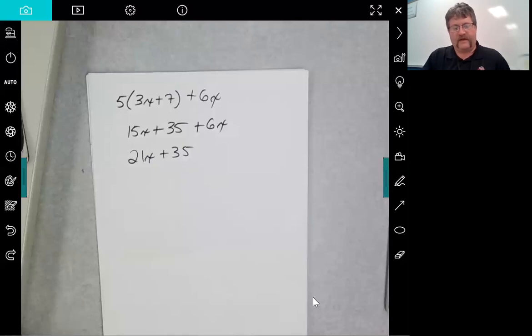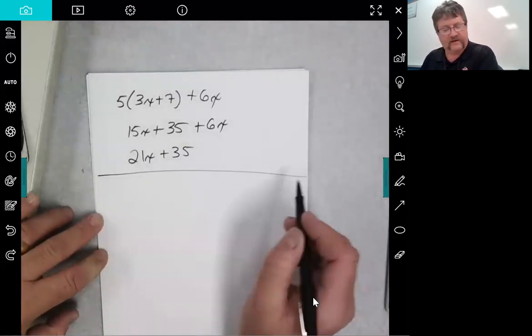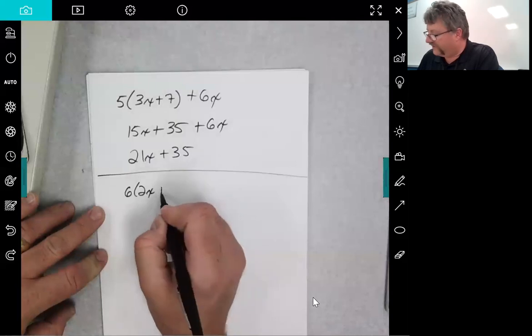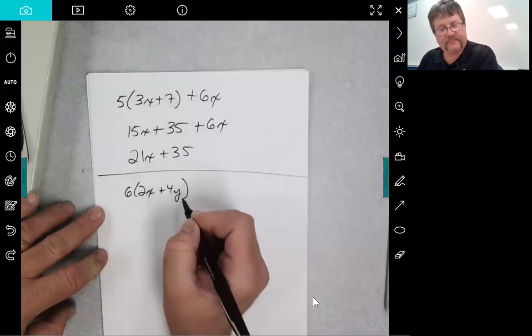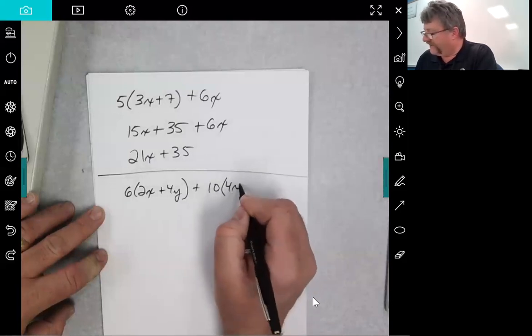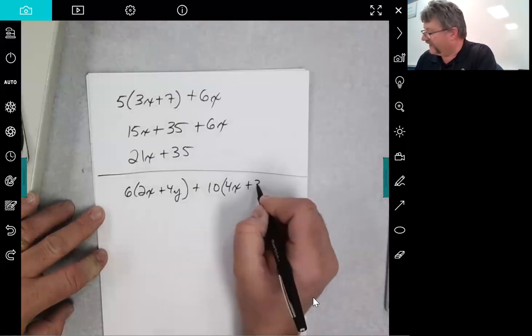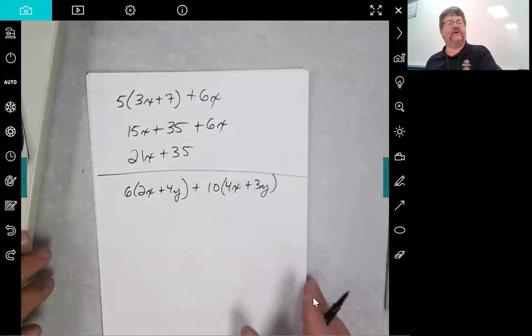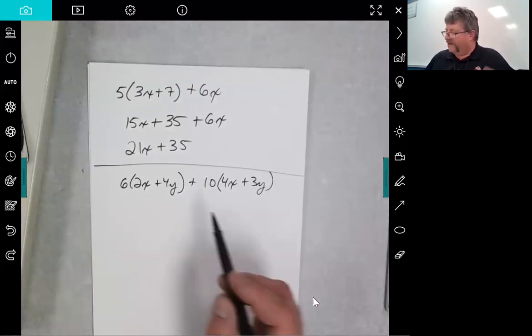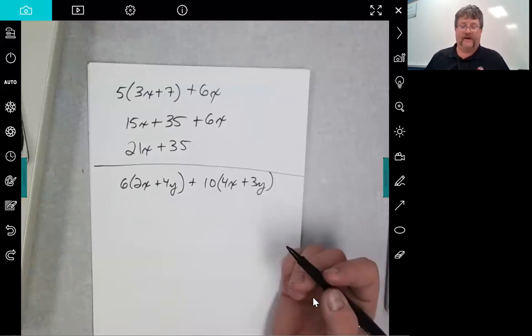What about this next one? Yeah, this one's a little more of a doozy. I like it. 6 times parentheses 2x plus 4y plus 10 times parentheses. Notice we haven't had a lot of negative numbers. That's because we haven't really talked about negative numbers yet. We'll get to that. Okay, everything's been kind of nice and pretty and positive here so far. Distribute twice, combine like terms.